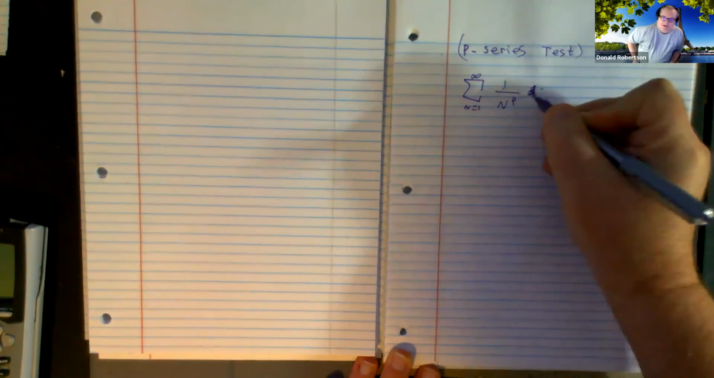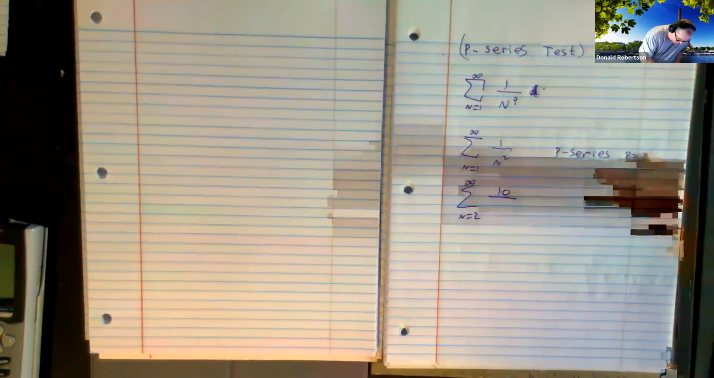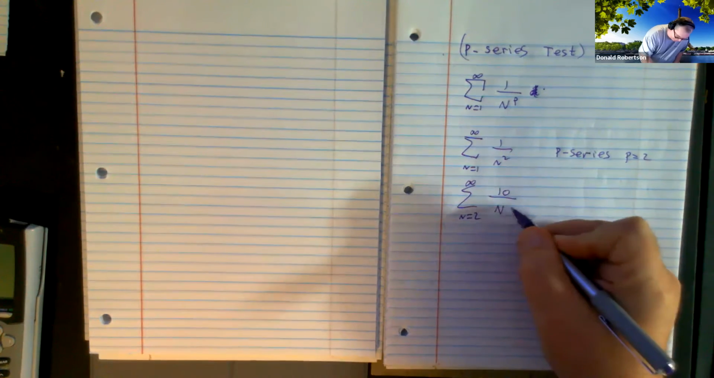1 over n to the p. So for instance, if I had a series 1 over n squared, that would be a P series, and we would say P equals 2. You don't really need 1, you could start at 2. And it doesn't need to have a 1 in the top, it can have a number like 10, and you can have 10 over n cubed. And that would be a P series, P equals 3.